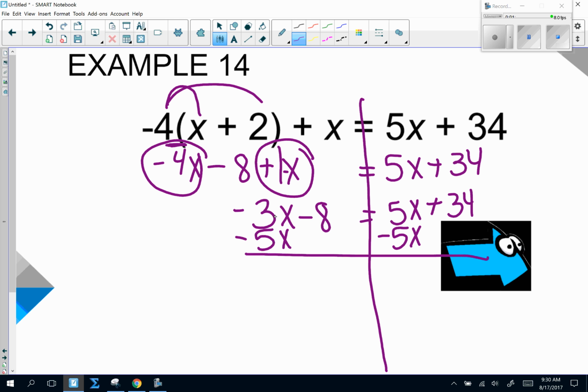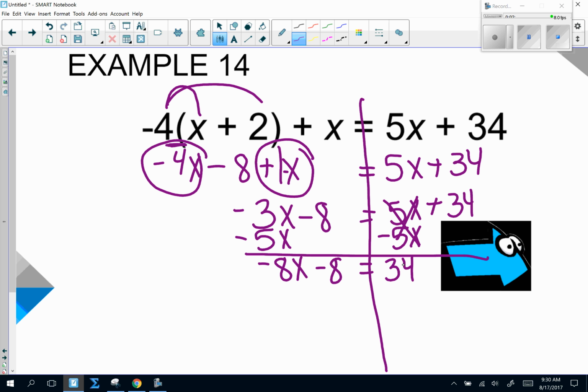So I have -3x minus 5x is -8x. And then I'm bringing down my -8 is equal to 5x minus 5x adds up to 0. It crosses out, and I'm bringing down my 34. Okay, so now I have all of my x's on one side. My variables are on one side.